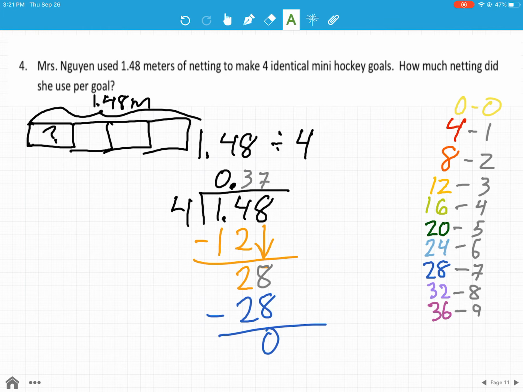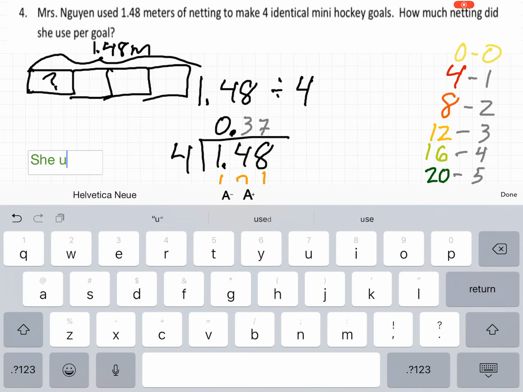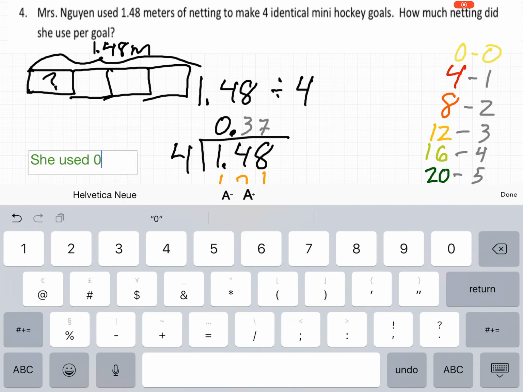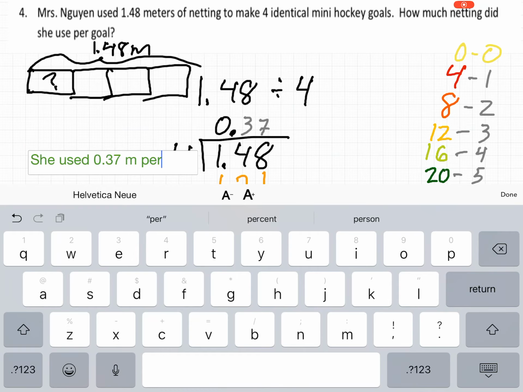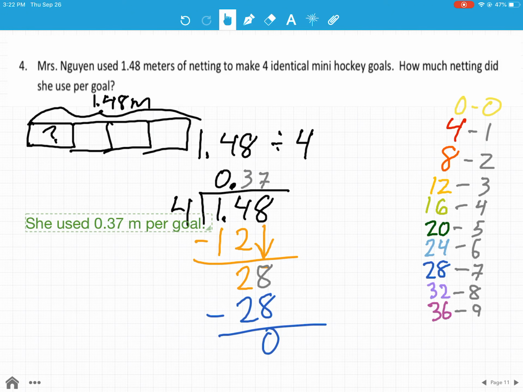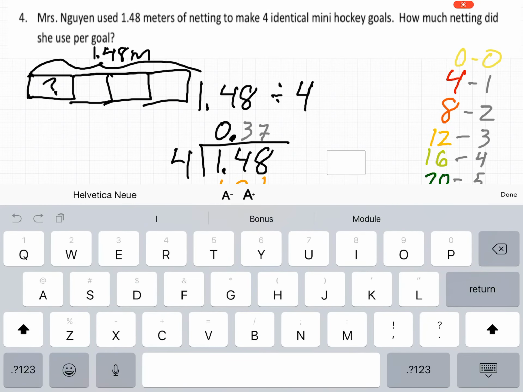All right, so our answer is she used 37/100 meters per goal. All right, so I have my picture. I drew something. I have my equation. I wrote my equation. I solved it, and then I wrote my statement. Hopefully that's helpful.